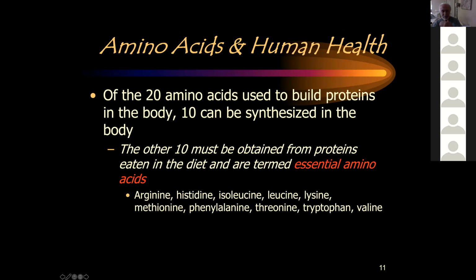Okay, amino acids and human health. Of the 20 amino acids, our bodies can synthesize half of them, 10. The other 10 we have to get from the food we eat. And these are called essential amino acids. They're listed here. I don't have to read the names. But these are essential amino acids that we need to get from our food.